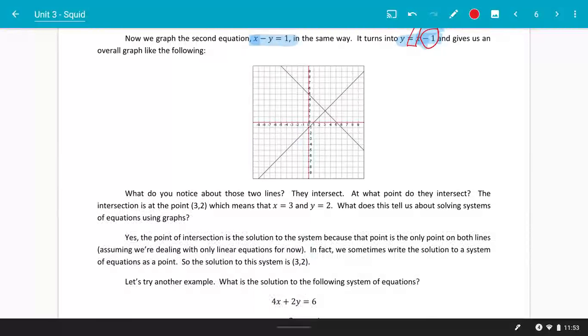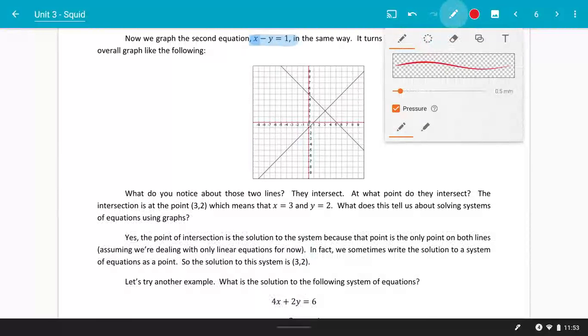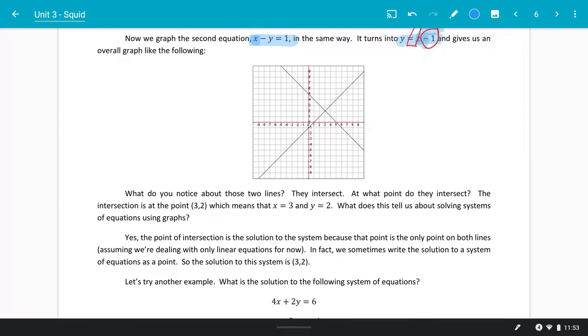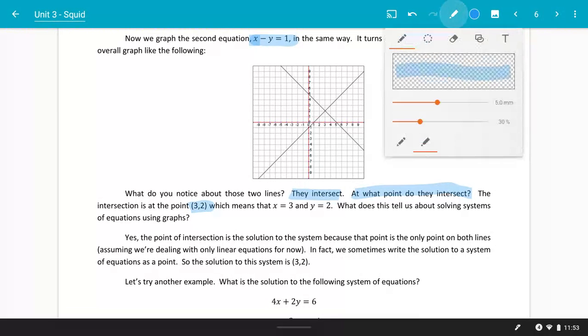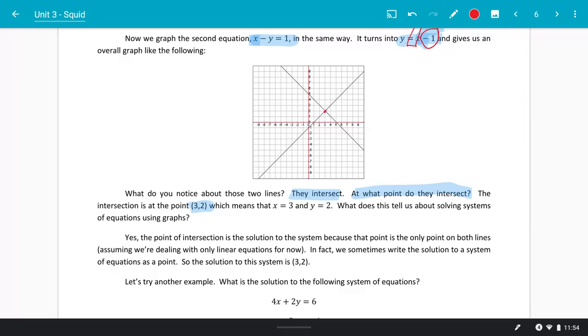What do you notice about the two lines? Well, you should notice that they intersect. At what point do they intersect? Well, the intersection is 3, 2. And you can see that simply right there. That is the point 3, 2.